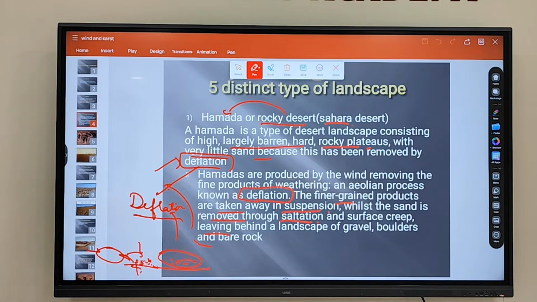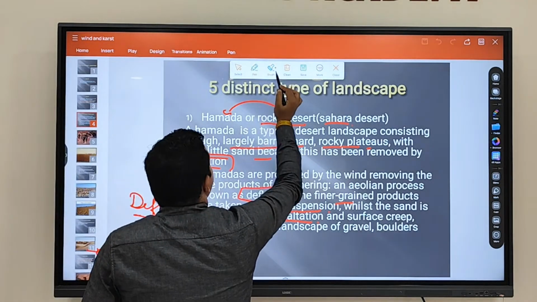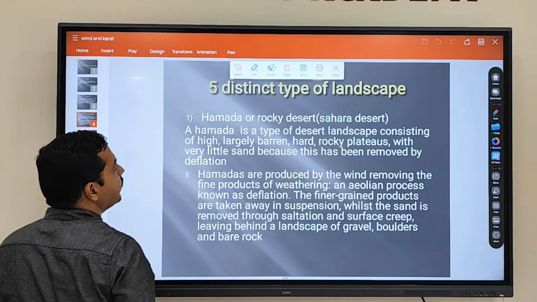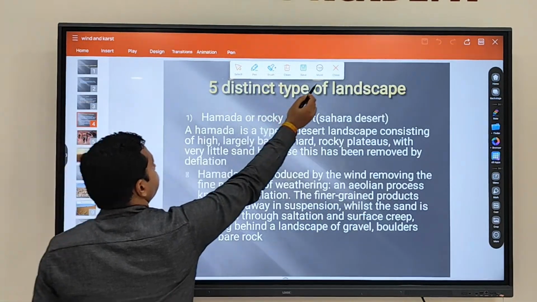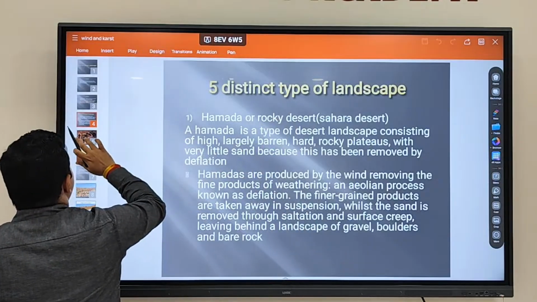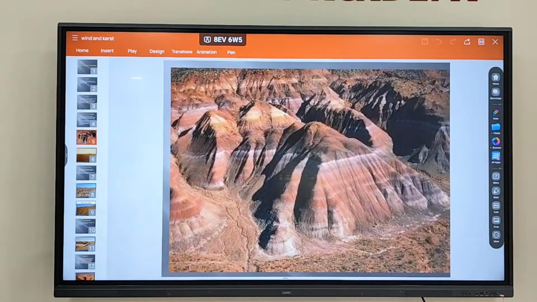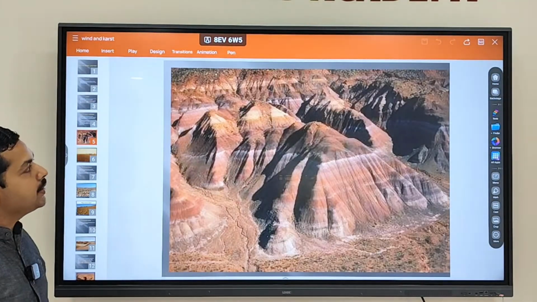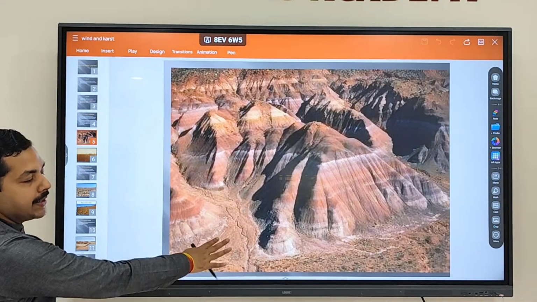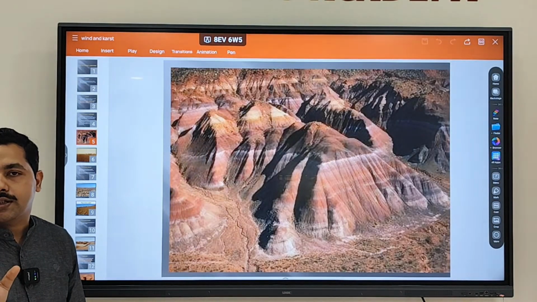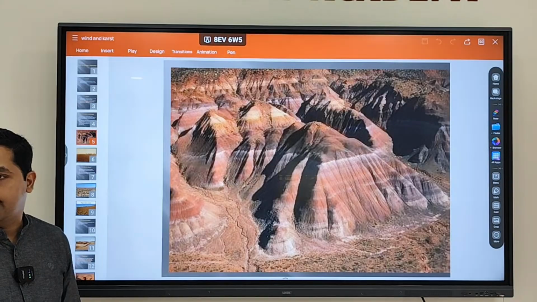Clear? Now for the second, you'll see in the figure. If you see the figure, you'll find this type of desert, rocky desert. You'll find this type of rocks. Not much sand, and no vegetation, you're going to find in these deserts. Such types of deserts are going to be called Hamada or rocky desert.